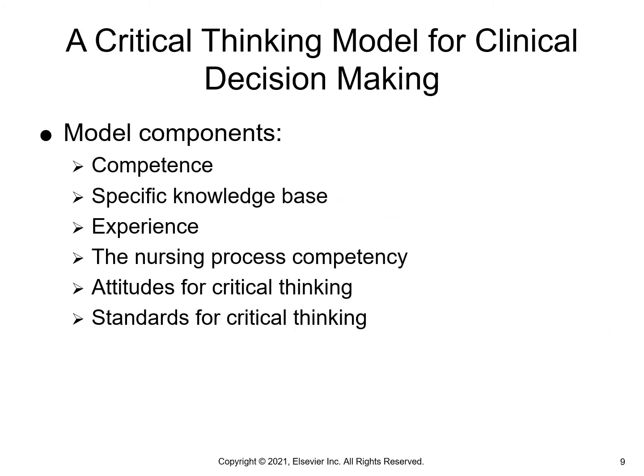So your book talks about that critical thinking model for clinical decision making, and they talk about 6 components of that model: competence, specific knowledge base, experience, the nursing process, attitudes for critical thinking, and standards for critical thinking. The competence and the nursing process talk about the base, and that's if you're able to develop the nursing process, and we saw that critical thinking is integral in every step, so you're competent in that sense.